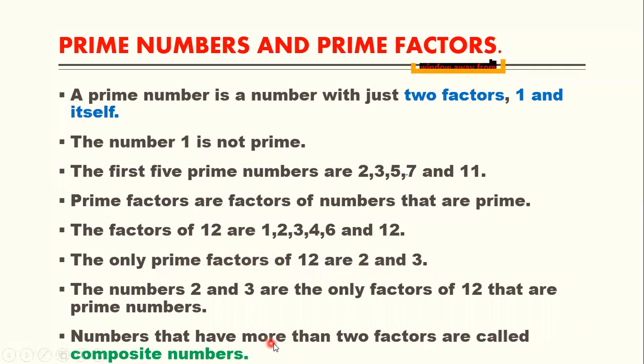Then numbers which have more than two factors, for example 12, as we've looked at, has all these factors: 1, 2, 3, 4, 6, and 12. Such numbers with more than two factors are what we call composite numbers.